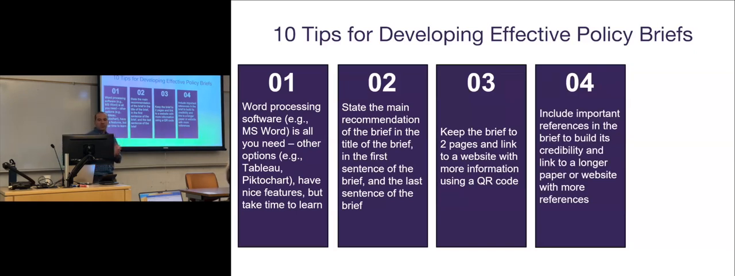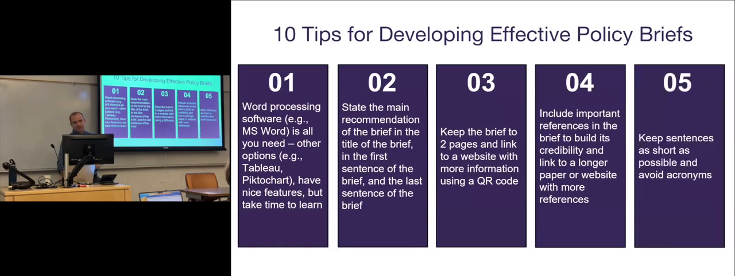So include important references in the brief to build your credibility, like I talked about before, but then link to a longer paper website with more references, right? So this is one that I think is important. I'd say kind of 3 to 5 references in your brief, but everything else, put in that secondary resource. Keep your sentences as short as possible and avoid acronyms at almost all costs.